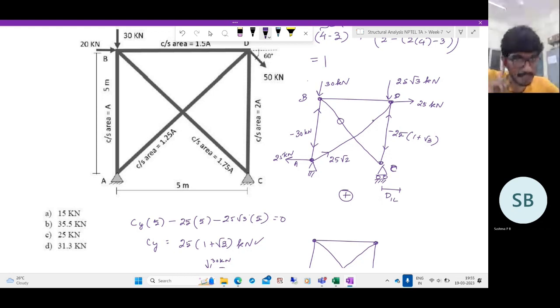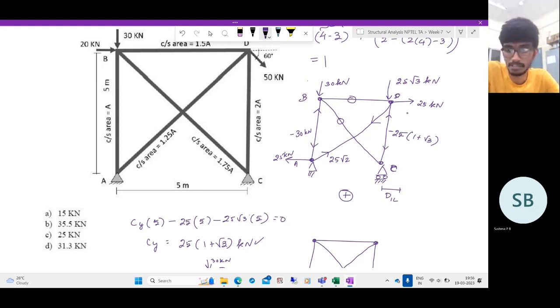Now let us check at this point if everything is satisfied. So this is a zero force member, it's 30. So this is 25, and that is taken by this member only. This is 25 by root 3 downwards, and there's another 25 acting here. So totally it is 25 into 1 plus root 3 upwards. So everything is fine. The structure is in equilibrium.